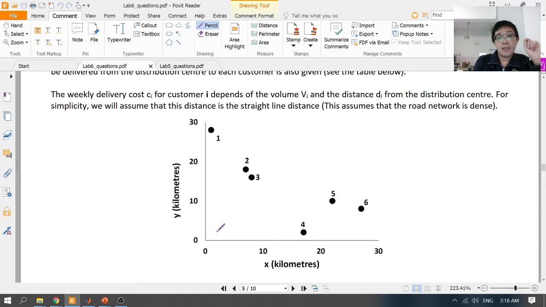So let's take one location as an example. If I look at location 11, assuming this is location 11, okay?